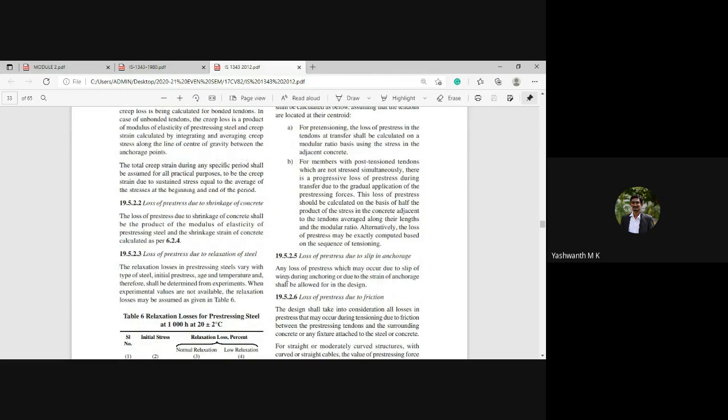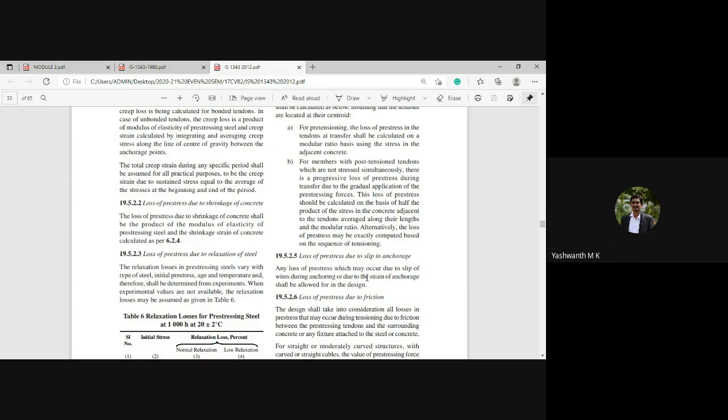That is any loss of pre-stress which may occur due to slip of wires during anchoring. As I stated, whatever anchorage device was used in order to anchor or tension the wires, those anchoring devices will slip. So that is anchorage slip, and that we are going to calculate.